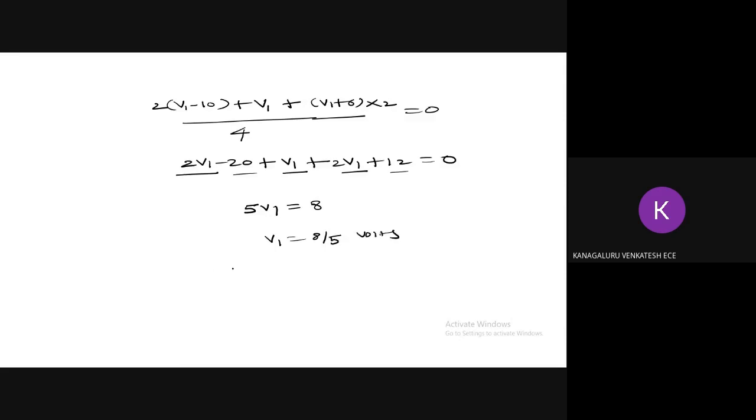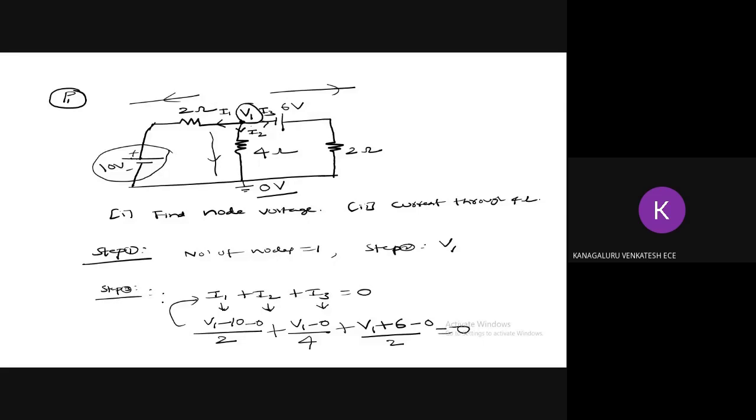If you simplify this, how much? 1.6, correct? Is it right or not? 8 divided by 5. Okay, you can just cross check, no problem. So now any student tell me the node voltage we obtained.